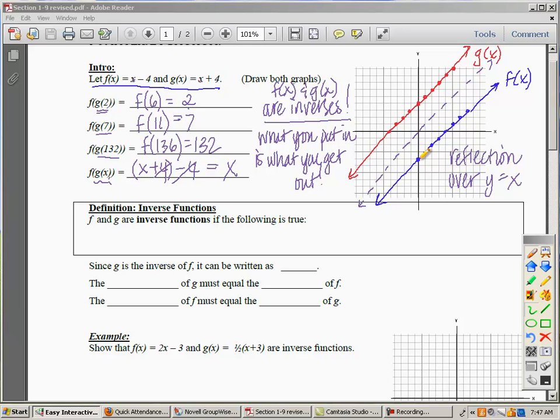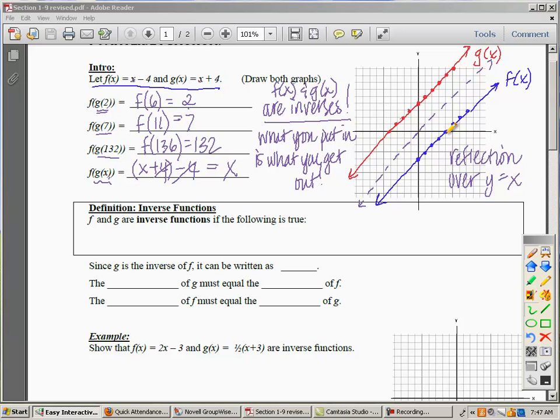So if I took this graph and reflected it over the y equals x, I would get the red graph. And if I took the red graph and reflected over the y equals x, I would get the blue graph. So we're showing it to you in 2 different ways. Algebraically, if you get out what you put in, then it's an inverse. Graphically, if you can take a graph and reflect it over the y equals x line and get the other graph, then those are inverses. Okay, we're going to talk more algebraically today as we go through, but I want you to see the graph as well.